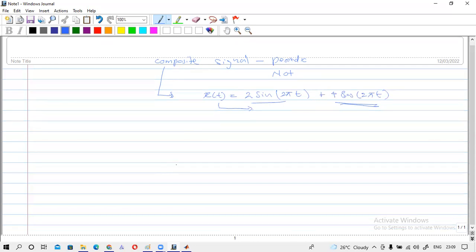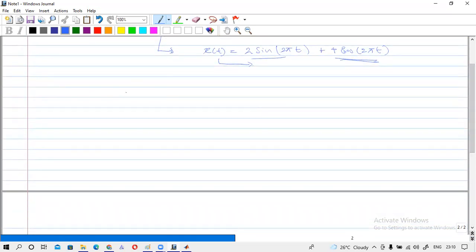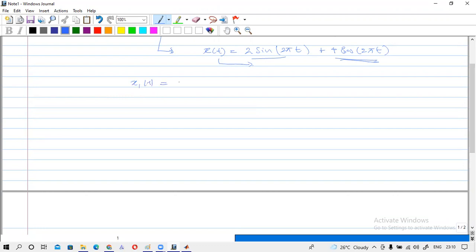Before that, I think you can remember that if we have a sine signal, let's say x1(t) equals sin(omega naught t plus phi), we proved that this is a periodic signal, and we also found the period, let's say it is T1, is equal to 2 pi by omega naught. So we have learned this.